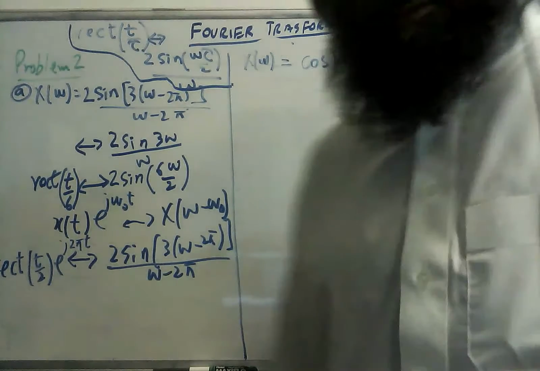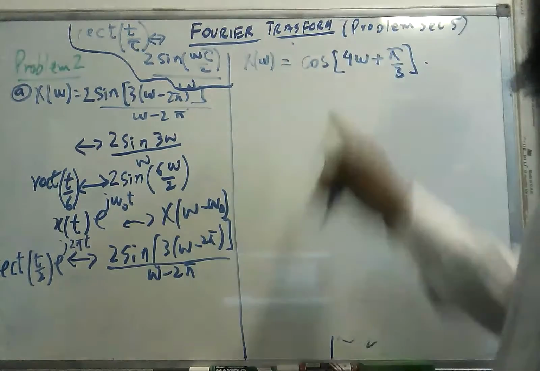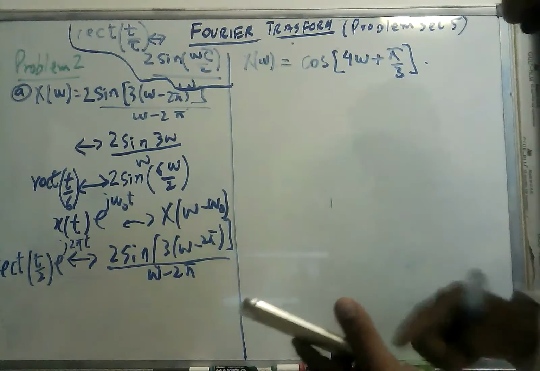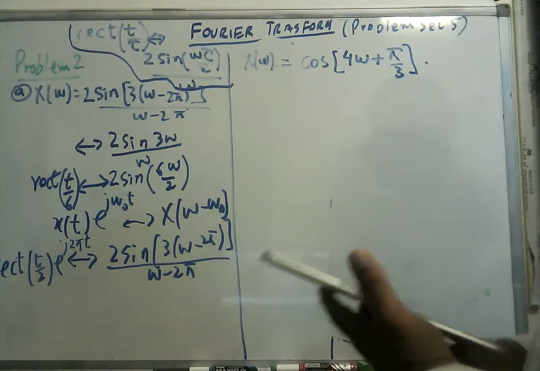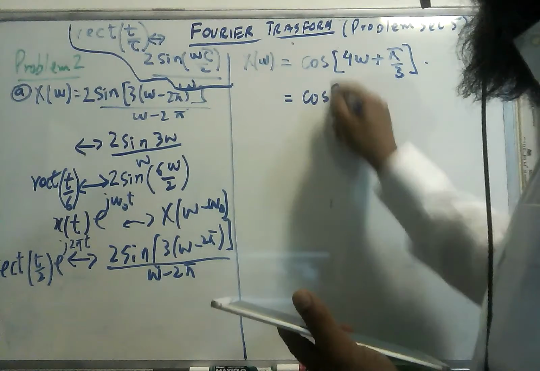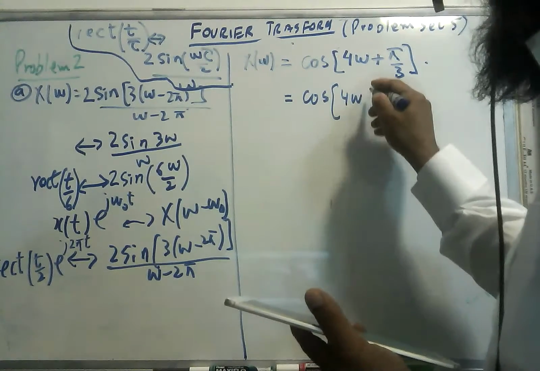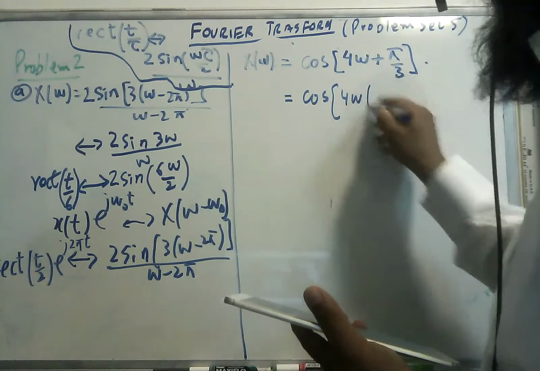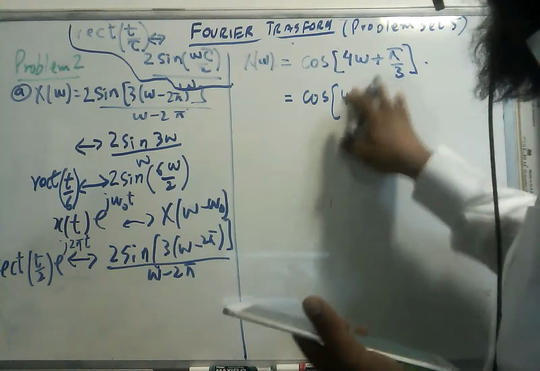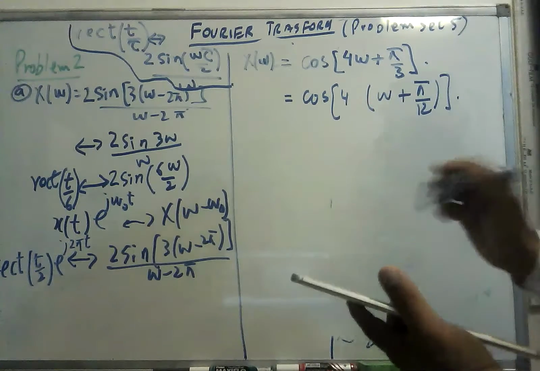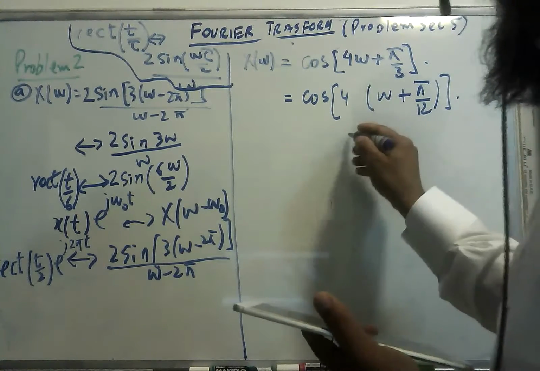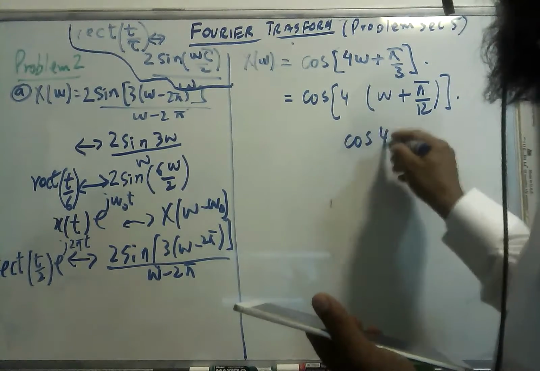All right. Now let's look at the second problem. So obviously there is a shift of pi by 3 here. So I will write cosine 4 omega. I take 4 common, so inside it the first step is to find the Fourier transform of cosine 4 omega.